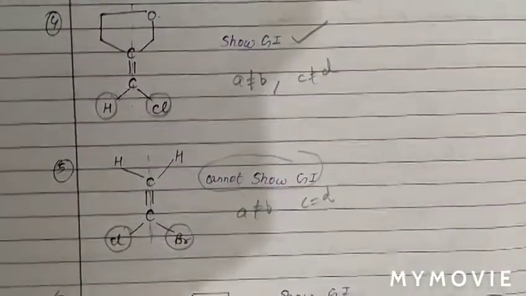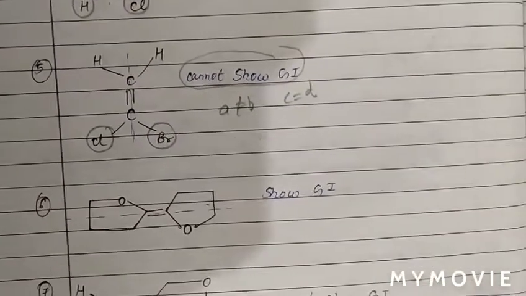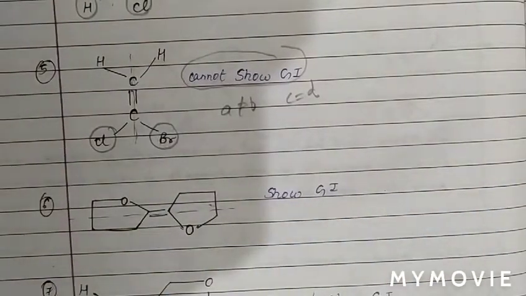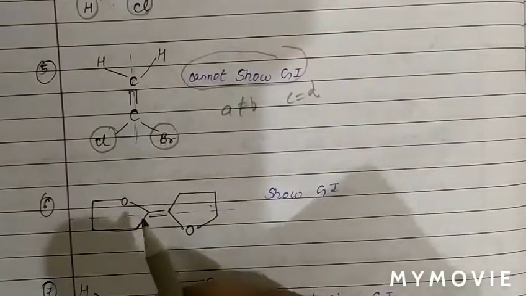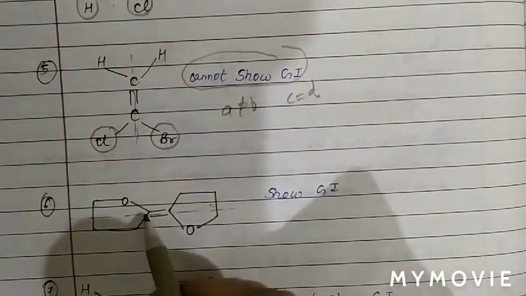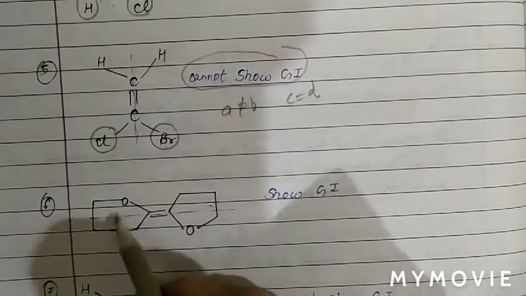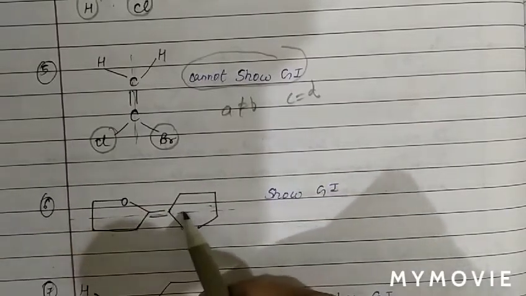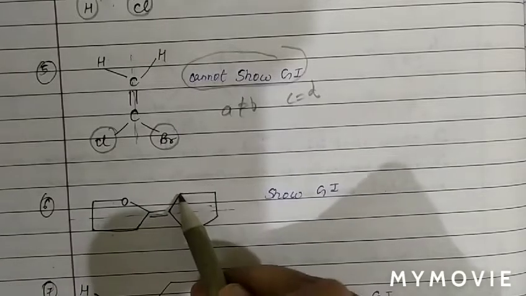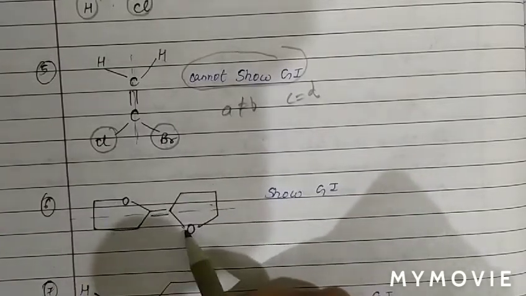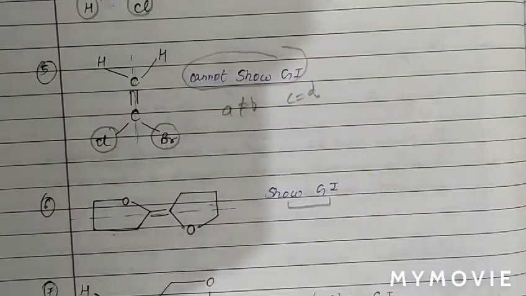Now see the next example. In this case we can see when we cut across this pi bond, above the plane is the oxygen-carbon bond, below the plane is carbon-carbon. So A is not equal to B. When we cut along the plane, above is the carbon-carbon bond, below is the oxygen-carbon bond. Again C is not equal to D, therefore it can show GI.